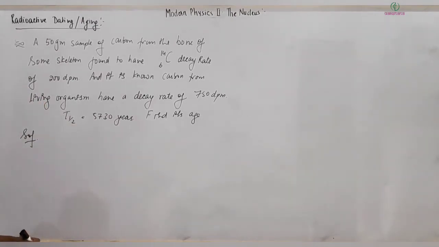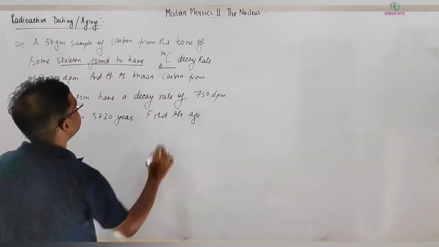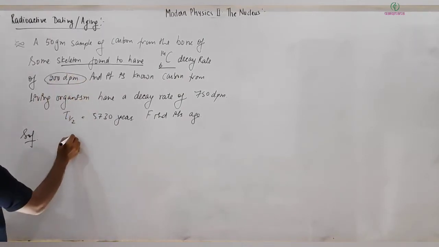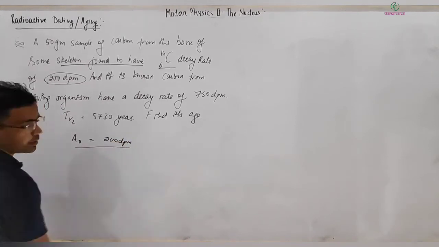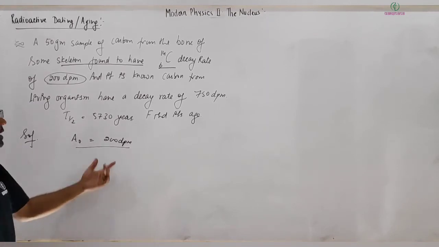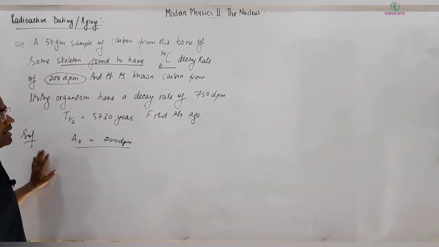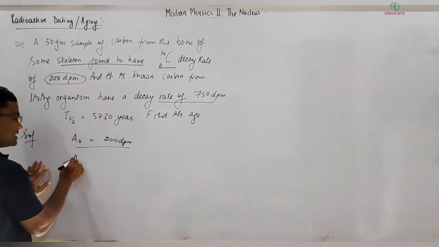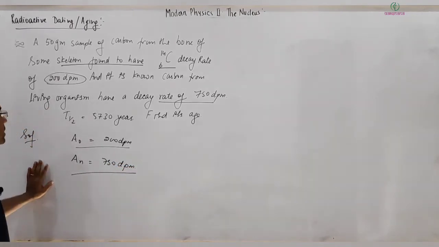A 50-gram sample of carbon from the bone of some skeleton is found to have a carbon-14 decay rate of 200 dpm. So the activity in the old sample is 200 dpm, disintegration per minute. Here you can see it's not given in terms of the number of carbon-14 atoms present, it's given in terms of activity. And it is known that carbon from a living organism has a decay rate of 750 dpm, so the activity in the new sample is 750 dpm. T half is also given and you are asked to find the age of the sample.